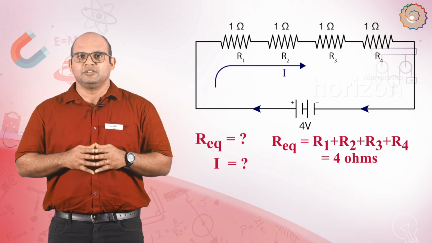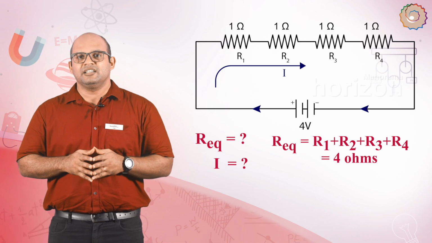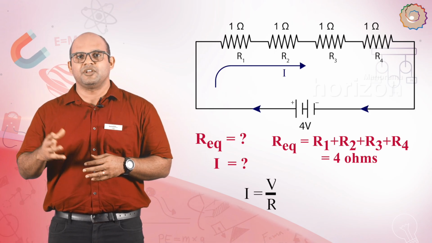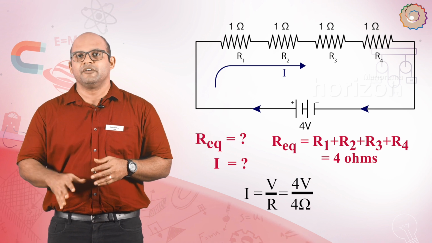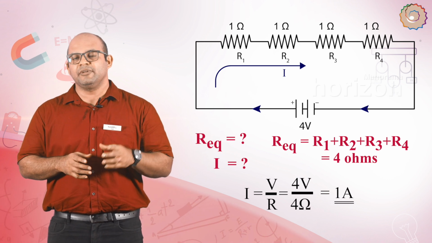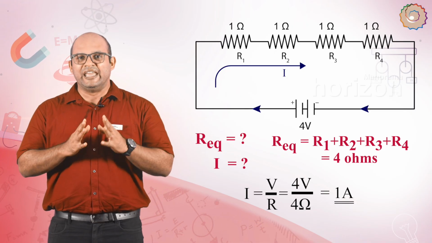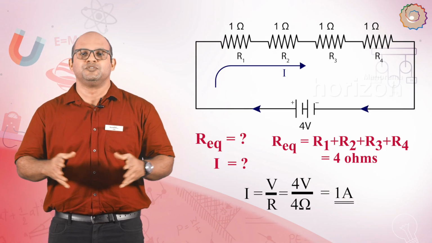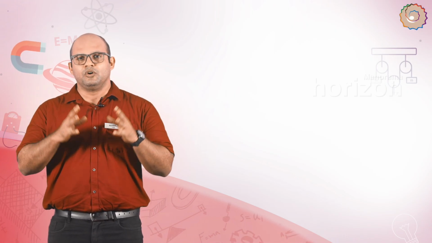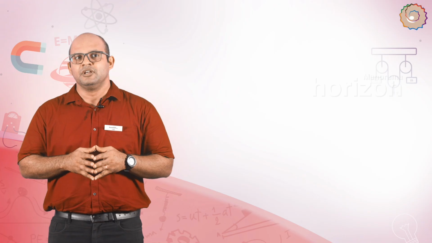Now coming back to the question of current, we know that the ratio of voltage in a circuit to the resistance of the circuit gives us current. So 4 volts divided by 4 ohms gives us 1 ampere. And it is the same current of 1 ampere that is flowing in and out of each of these 4 resistances.